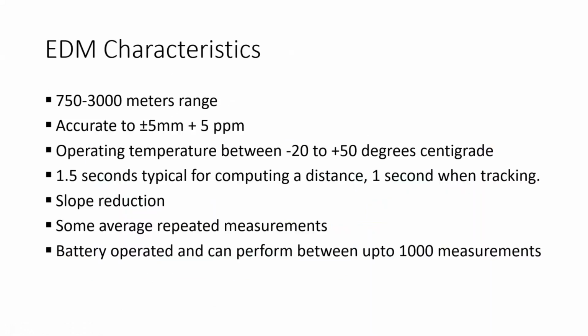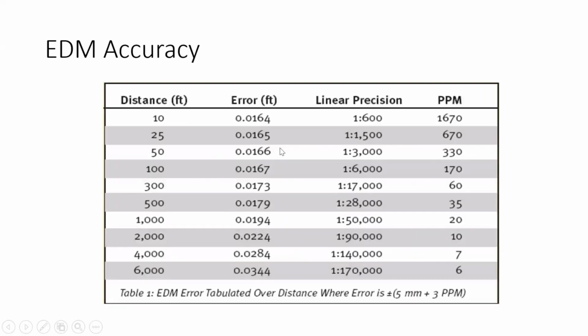I think I'll skip this slide on characteristics because I hope it has already been covered by other experts. Usually the range is up to 3 kilometers, and accuracy is up to plus or minus 5 mm plus 5 ppm. Operating temperatures and other things. Up to 10 feet, the precision is about 1 in 600.